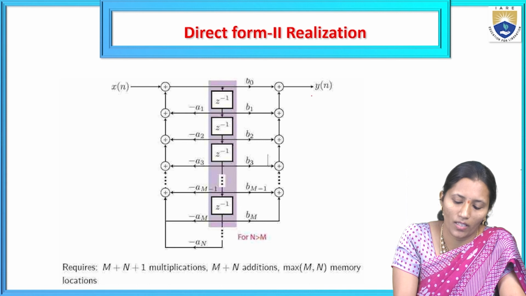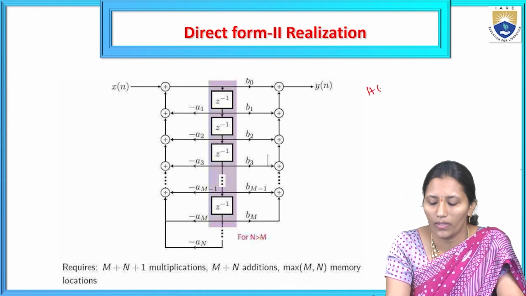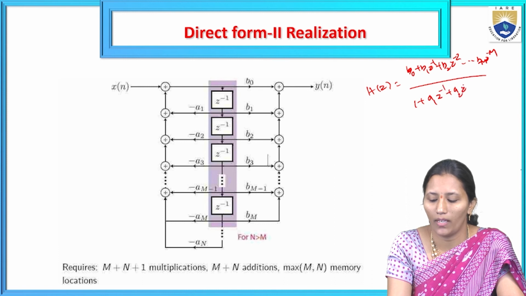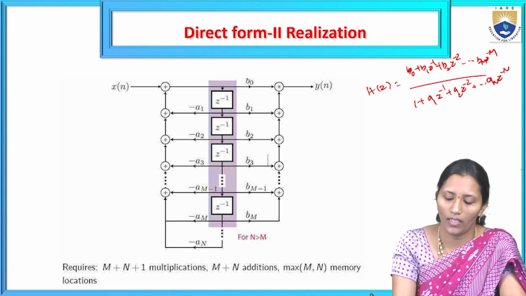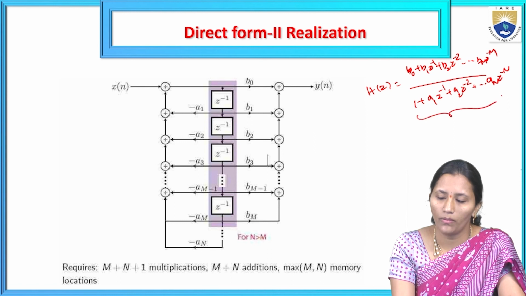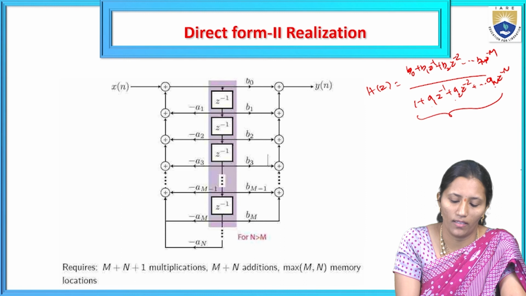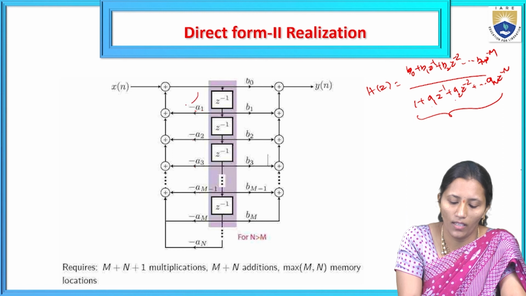So here the basic representation, if the transfer function of the filter is B0 plus B1 Z power minus 1 plus B2 Z power minus 2 up to Bm Z power minus m, by 1 plus A1 Z power minus 1 plus A2 Z power minus 2 plus An Z power minus n. Then we can write that as, see here, the numerator part in the direct form 2, the denominator part, that is the all-pole system, we will realize first. So whatever the coefficients we have, take the opposite sign here, minus A1, minus A2, minus A3, minus Am, in the clockwise direction.